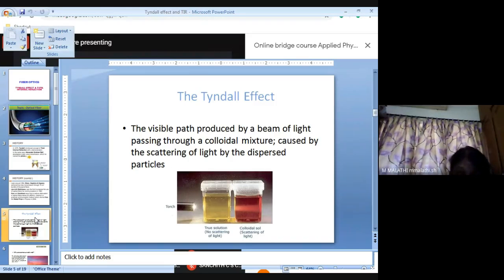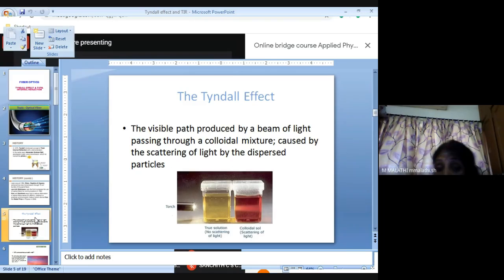So in the solution there is no chance for the presence of particles of finite size. Even when light passes through the solution, because the particle size is not large enough for the light wave to scatter, you cannot see the path of the light wave through the solution in the first beaker.